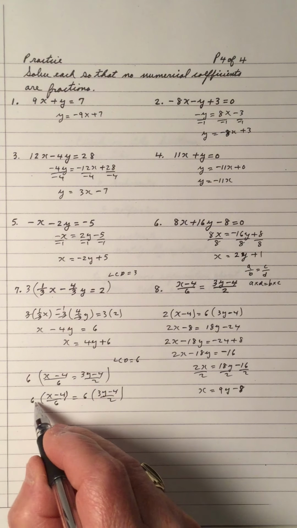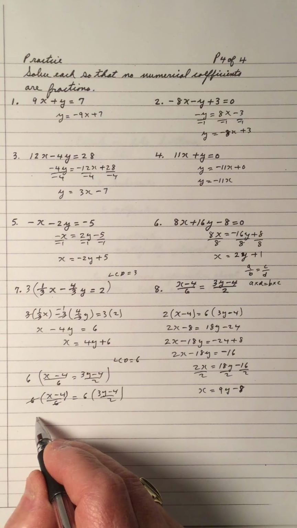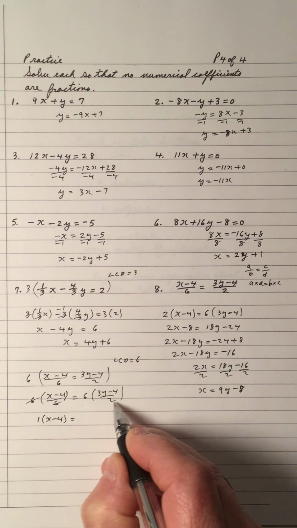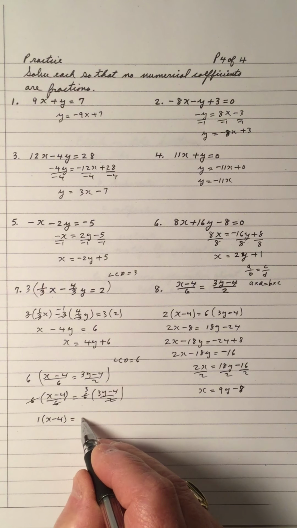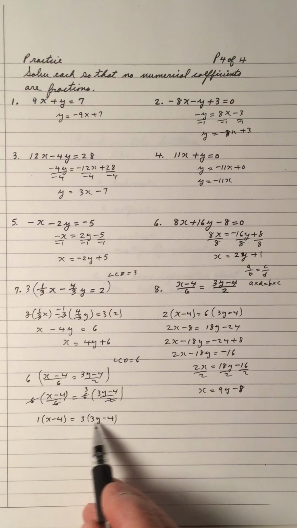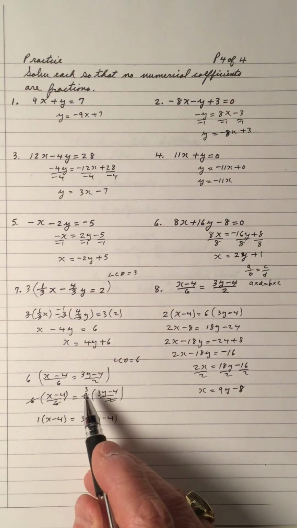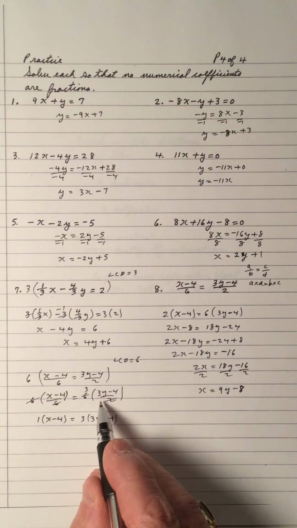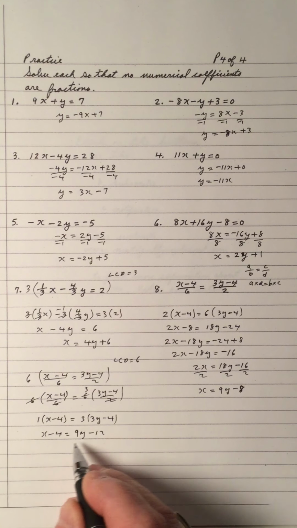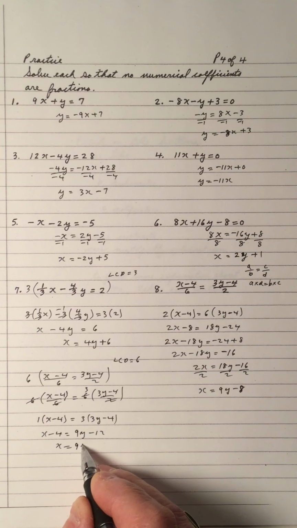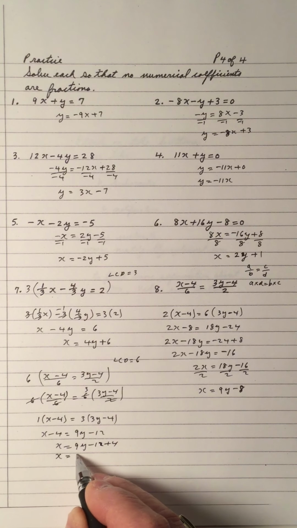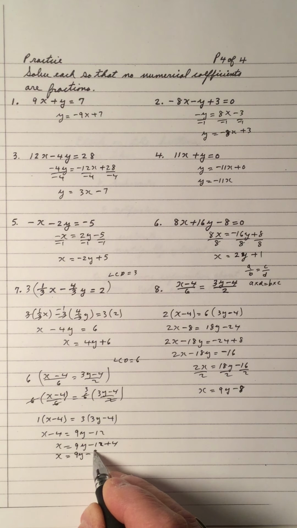But notice when you multiply 6 by each one, you get 6, and the 6 goes once, so that gives you 1. 2 goes into 6 3 times, so that gives you that. Notice that this will be the same when you work it out as this. It's like you're cross multiplying. So x minus 4 equals 9y minus 12, x equals 9y minus 12 plus 4. There's a 12. So x equals 9y minus 8.